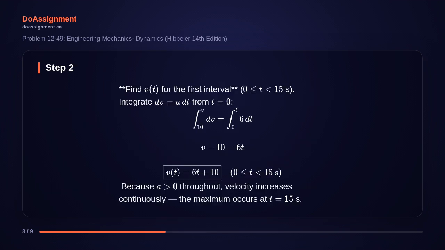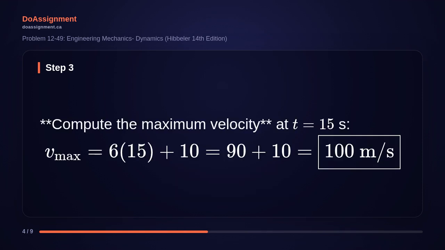Integrating the constant acceleration of 6 from time 0 with starting velocity 10 gives v equals 6t plus 10. Because the acceleration is positive throughout this interval, the velocity keeps increasing, so the maximum must occur at t equals 15 seconds. Substituting t equals 15 into the velocity expression gives 6 times 15 plus 10, which equals 100 meters per second. This is the car's maximum velocity.